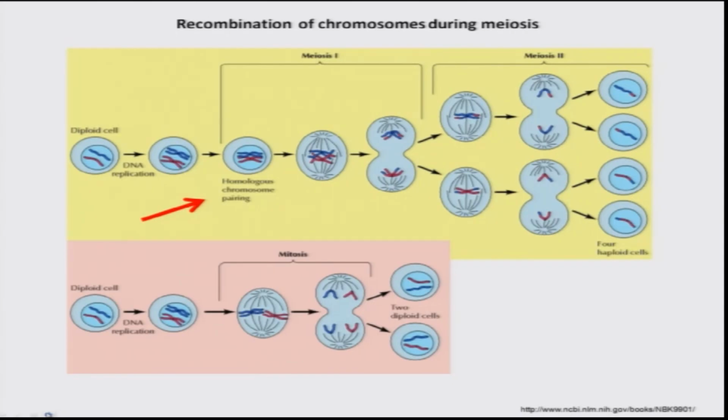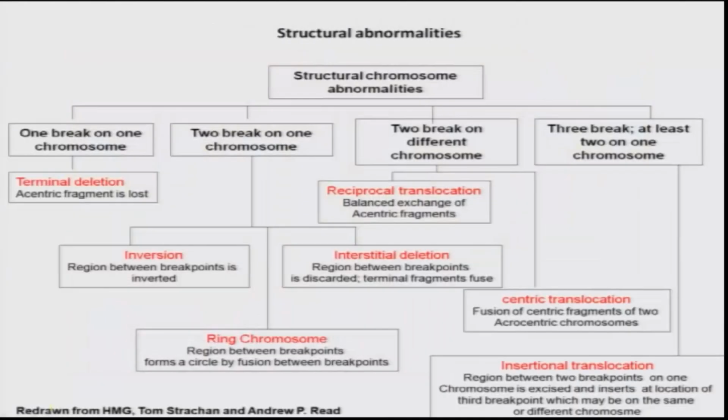So this is what we have seen. What we have seen is how a normal meiosis takes place, wherein the homologous chromosomes undergo recombination, and there could be abnormalities here. Such abnormalities are of various types. This is a complex table. I'll go through each one of them separately.